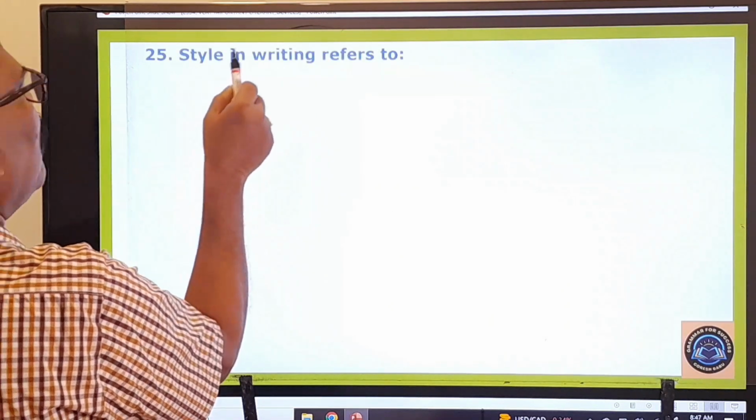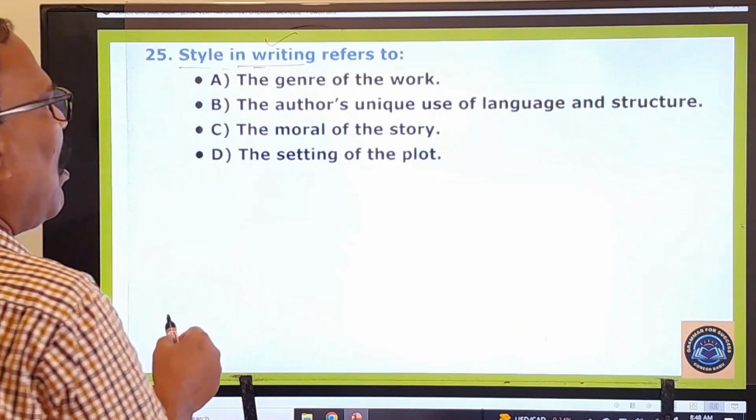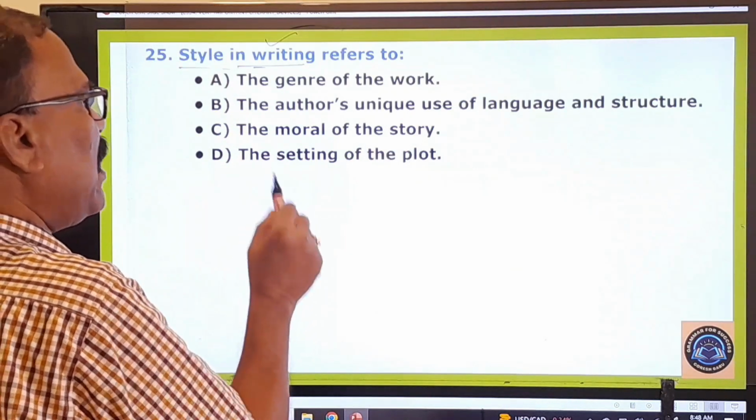25th one, style in writing refers to: the genre of the work, the author's unique use of language and structure, the moral of the story, the setting of the plot.